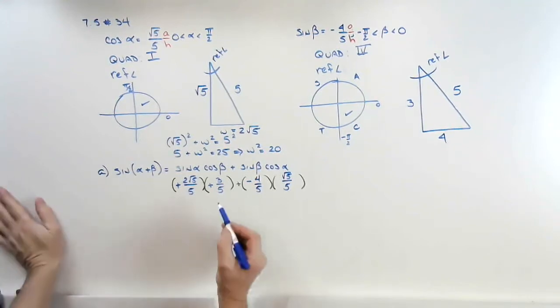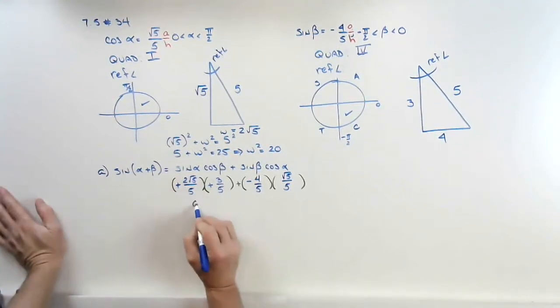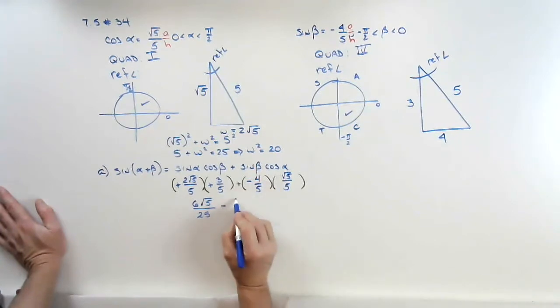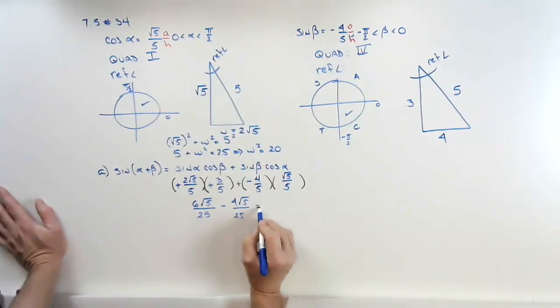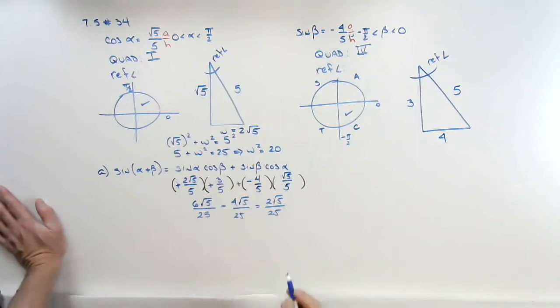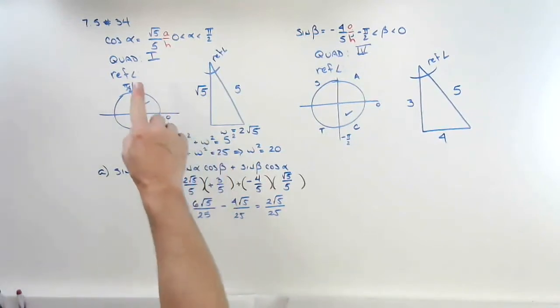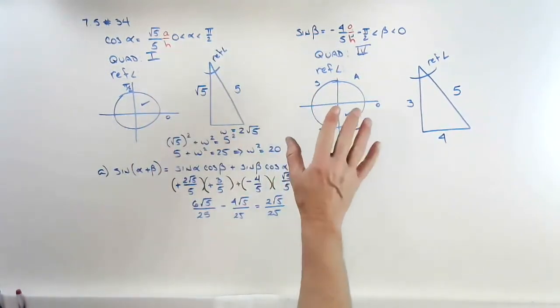Now to finish the problem, we go 2 times 3 is 6 square root of 5 over 25 minus negative times positive 4 square root of 5 over 25. And we're left with 2 square root of 5 over 25. So that's how we do problems when they ask us to find missing pieces of our identity, and all they give us is one trig value and a quadrant.